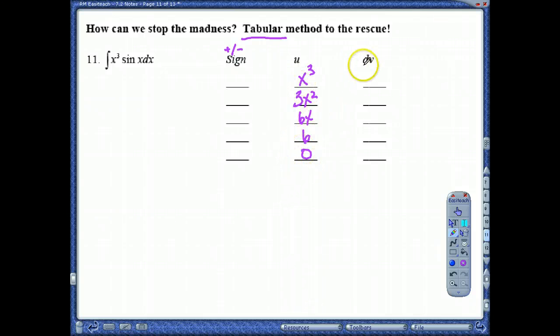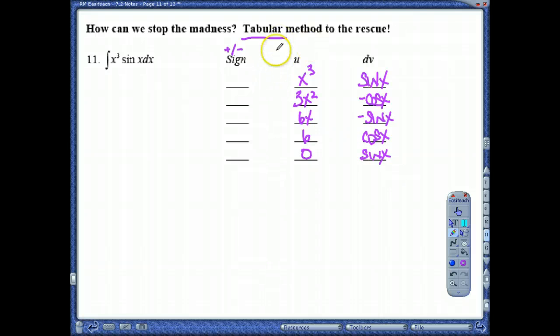I have to have as many rows as it takes to get u, that column, to be 0. That tells me how many times I'm going to have to integrate my sine of x. Well, if I integrate sine of x, that gives me negative cosine of x. The integral of negative cosine of x is negative sine of x. The integral of negative sine of x is cosine of x. The integral of cosine of x is sine of x.